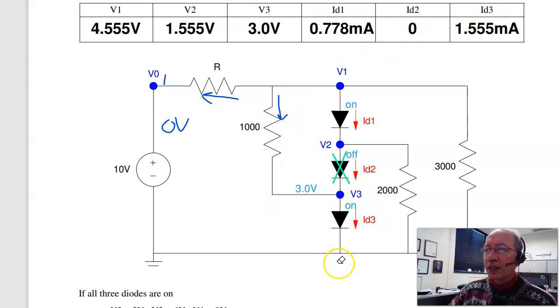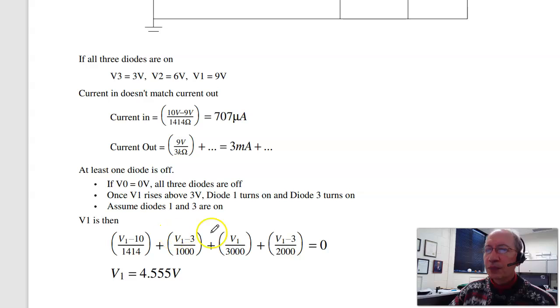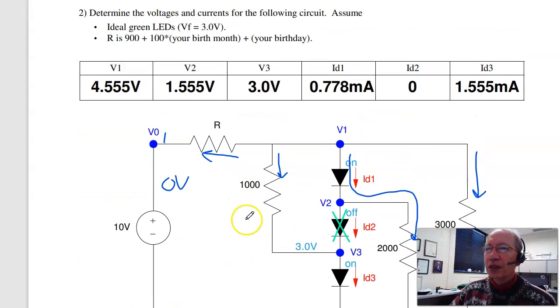The current left plus the current through this branch, V1 minus 3 over 1,000, plus the current through this branch, V1 minus 3 over 2,000, plus V1 over 3,000 equals 0. Solve for V1, I get 4.55 volts, making this 4.55. V2 is V1 minus 3, 1.55 volts. V3 is 3 volts, and that checks.